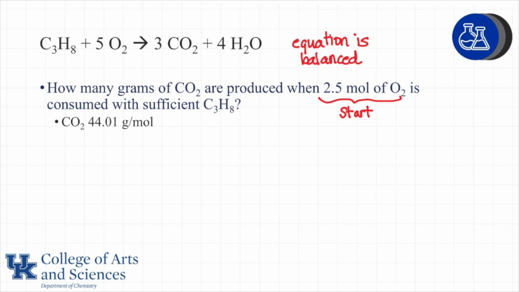Next, we look for our starting information. What are we given? In this case, it's 2.5 moles of O2, and we're trying to find how many grams of CO2. The sufficient C3H8 just means we have enough to react completely with all the oxygen we have. We're given the molar mass of 44.01 grams per mole for CO2, and we can also write a mole to mole ratio between oxygen and carbon dioxide of 5 to 3. 5 moles of oxygen, 3 moles of CO2.